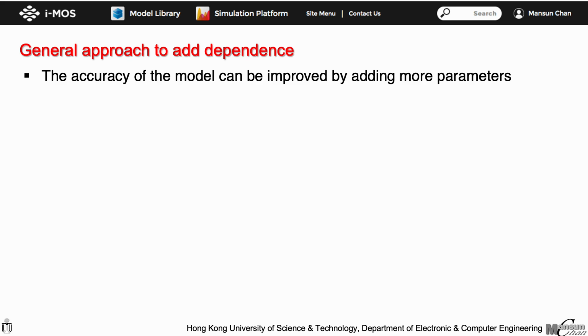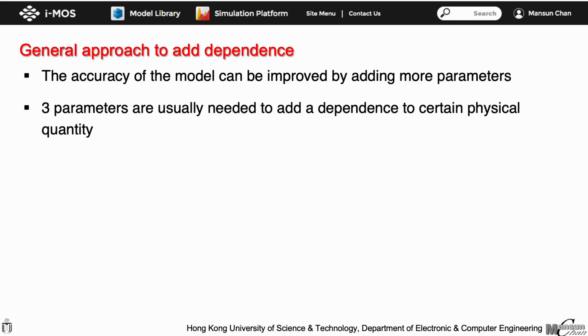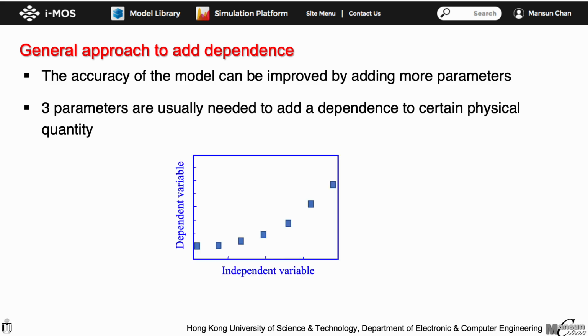The accuracy of the model is improved by adding more parameters. In the process, we notice that usually 3 parameters are added to include the dependence of a new variable. It is because most of the physical quantity has a monotonic dependence on another parameter. In that case, a proper function is selected to match the trend of the data, either concave up or concave down. Then, one parameter is needed to set the initial point, one parameter to set the final point, and one parameter to control the rate of change.